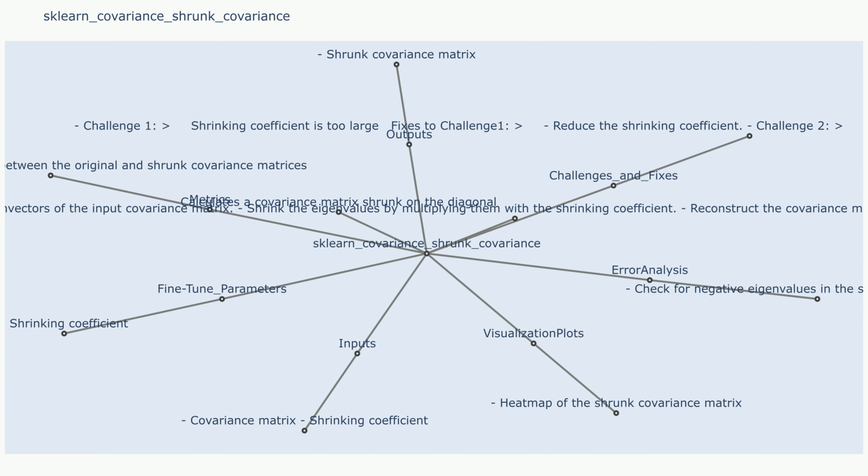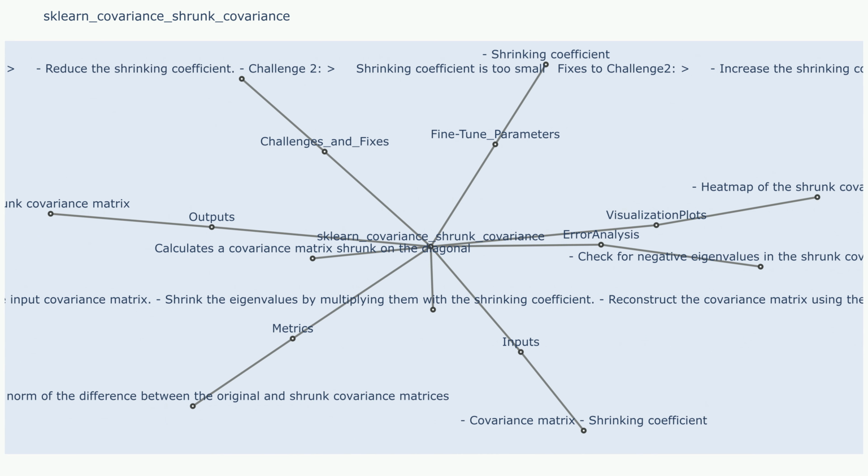Challenge 2: under-shrinkage. When the shrinkage parameter is too low, the covariance matrix might not be robust enough to noise and outliers, leading to unstable estimates. Sample use case: in a dataset with significant outliers, a low shrinkage parameter might result in a covariance matrix heavily influenced by these outliers, leading to incorrect conclusions about the relationships between features.